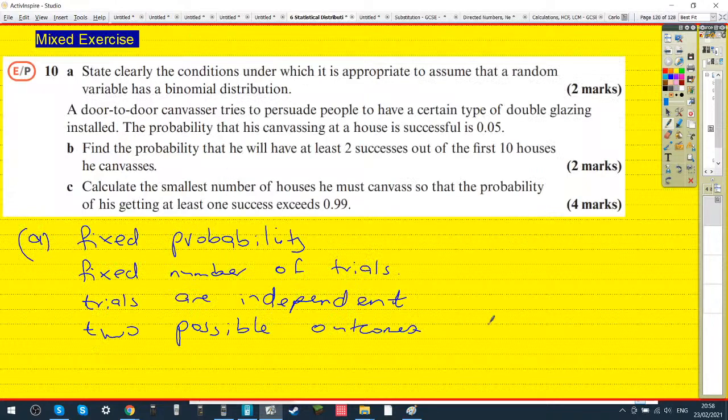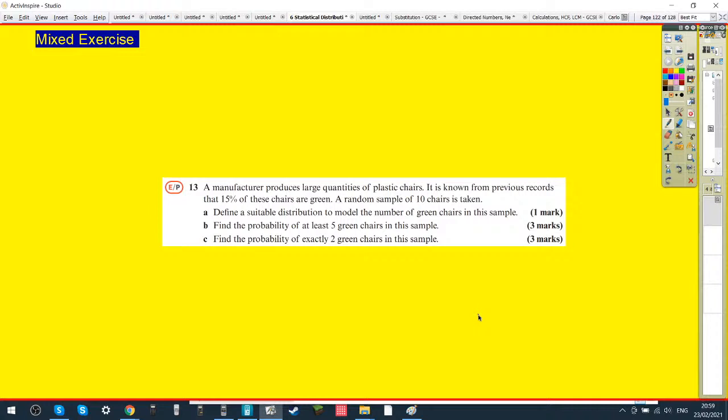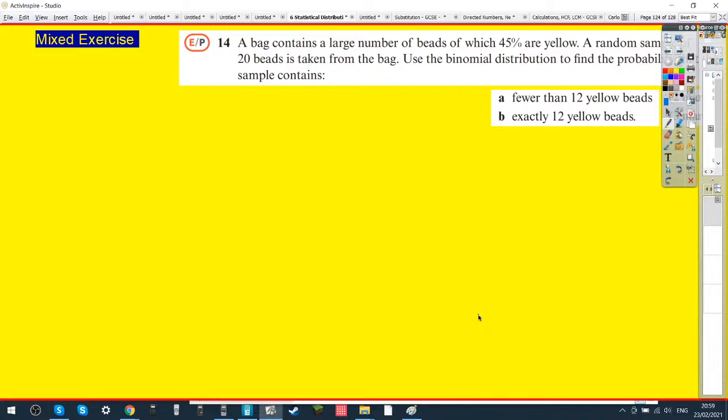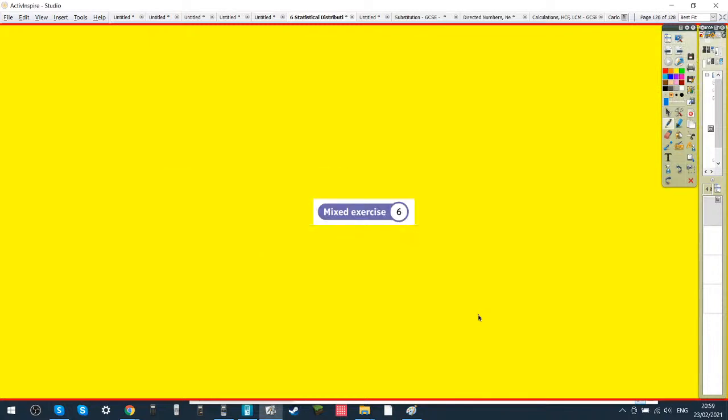What would be part C? So for this, would the probability be 0.99? No, we want the outcome to be like 0.99. That's a weird one. Find a suitable distribution. At least. Fewer than. Exactly that.